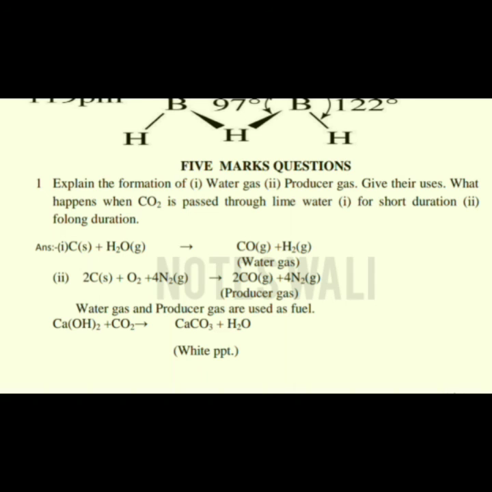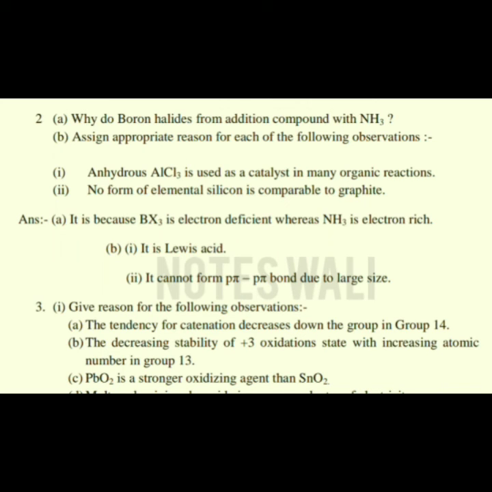We know that for a short duration it turns milky and produces calcium carbonate, whereas on long duration passing of carbon dioxide it turns into calcium bicarbonate. The next question is, why do boron halides form addition compounds with ammonia? We know that boron halides are electron deficient and ammonia is electron rich, so it forms an addition compound with it.